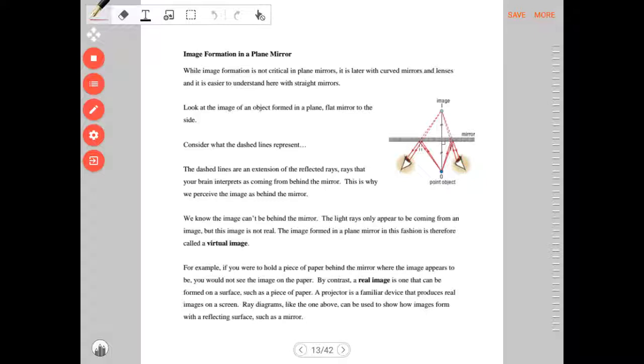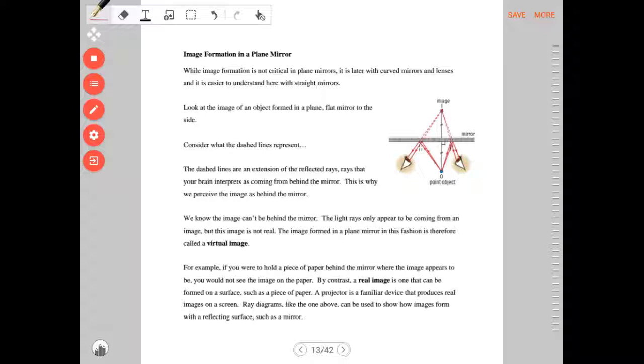Moving on. Image formation in a plane mirror. While image formation is not critical in plane mirrors, so flat mirrors, it is later with curved mirrors and lenses, so it's easier to understand here with the straight ones. If we look at the image of an object formed in a plane flat mirror to the side, consider what the dashed lines represent. So the image looks like it's coming from here.